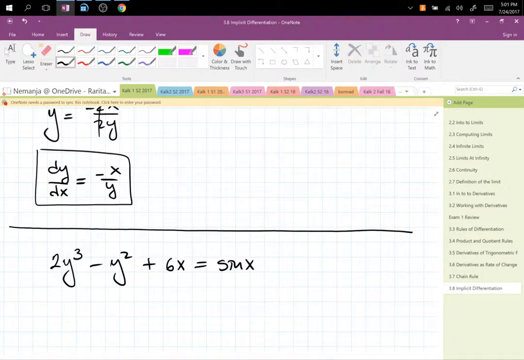Is the negative x over y the derivative for the entire circle? Yes. So at any point on the circumference of the circle, if you give me an x and a y, I will tell you what the slope is, because at that point you will have a tangent line.